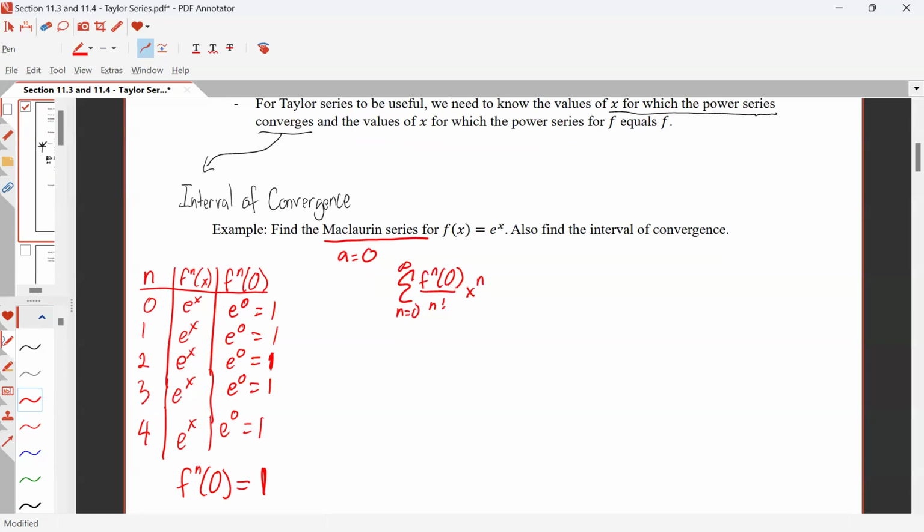So all of these are 1, meaning this power series is n equals 0 to infinity 1 over n factorial x to the n. We can also write this as n equals 0 to infinity x to the n over n factorial. Finding the interval of convergence, we actually did this a couple sections ago. We're going to do it again quickly.